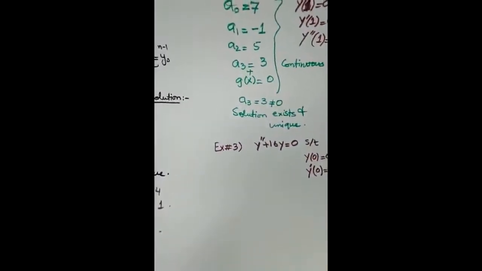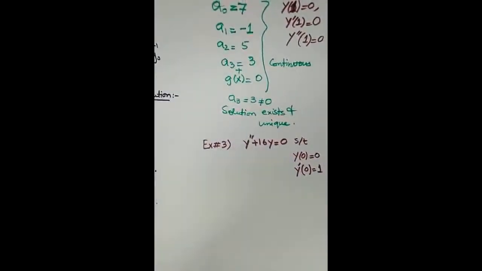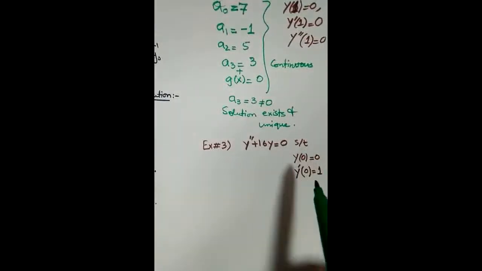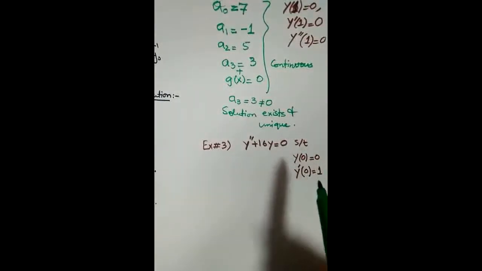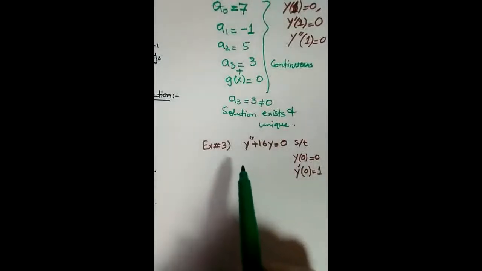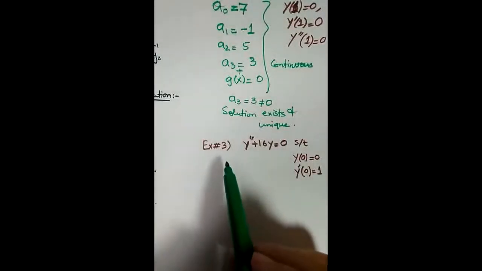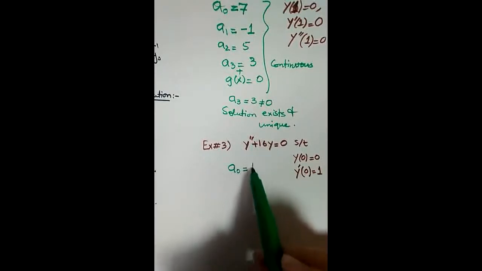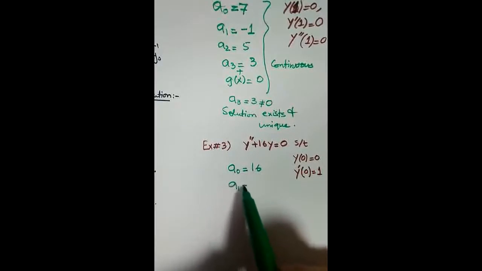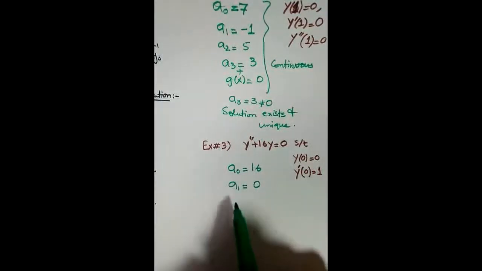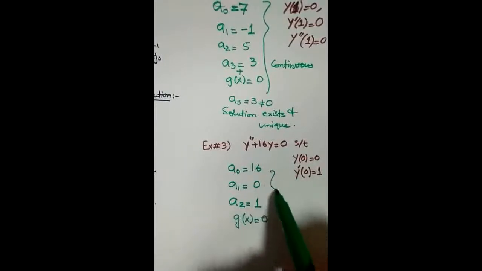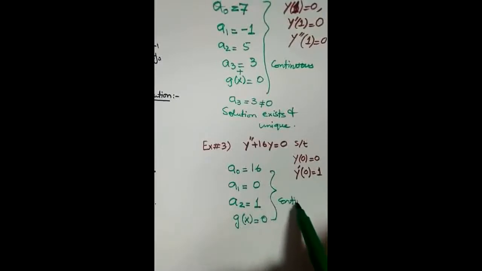In the next example, example number 3, y double dash plus 16y equals 0, such that y of 0 equals 0 and y dash of 0 equals 1. Second order, check the coefficients. a0 along with the y is 16, a1, there is no first order derivative, so a1 is 0, a2 is 1, g of x is 0, so all of these are continuous.